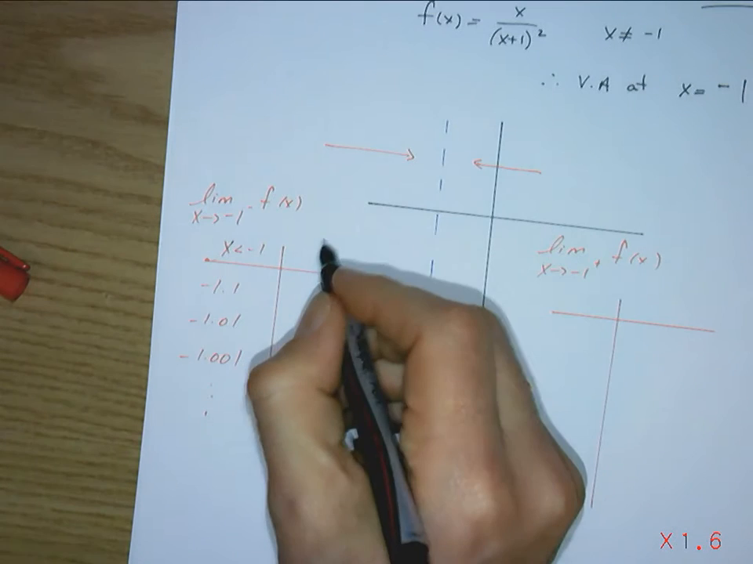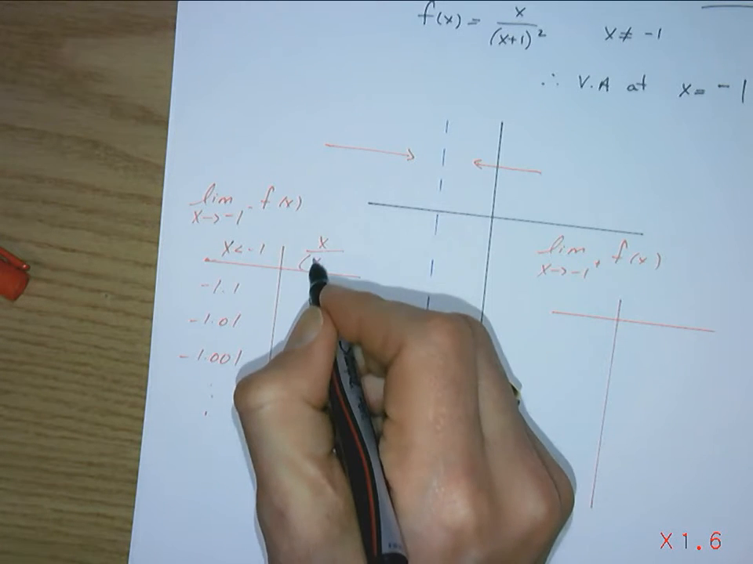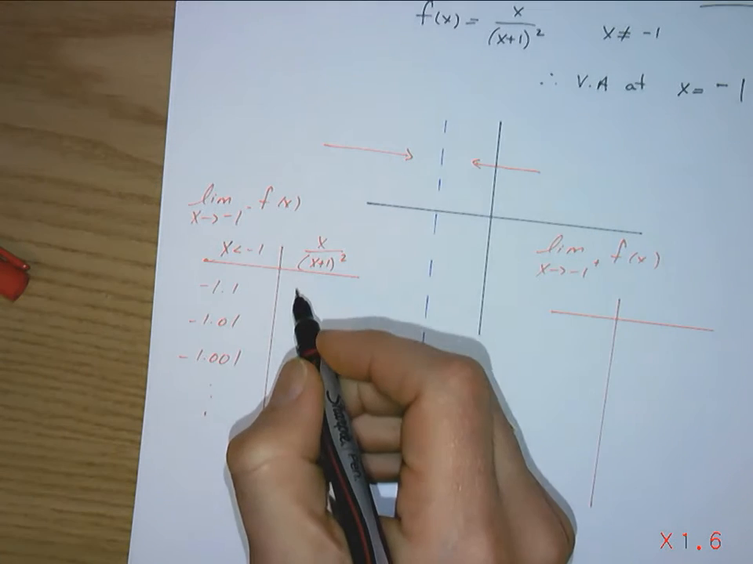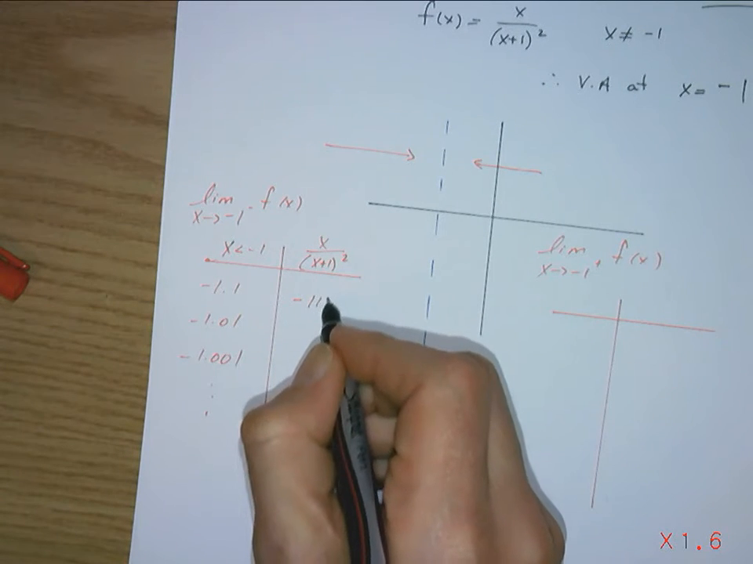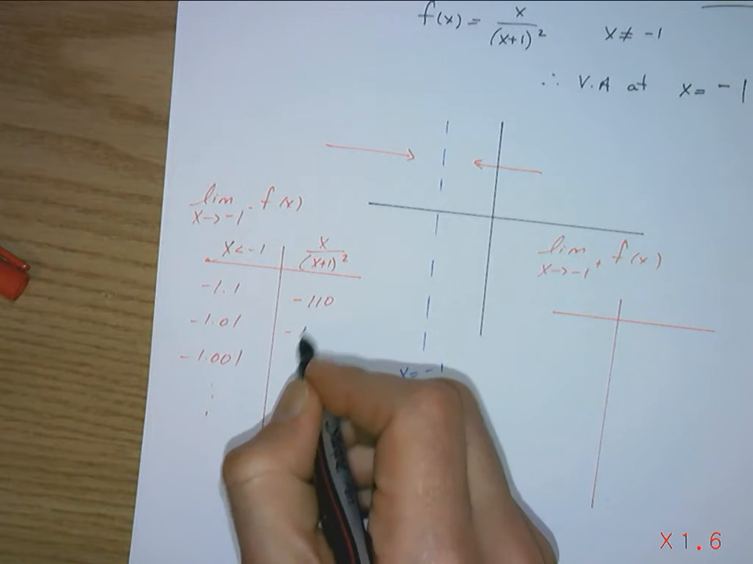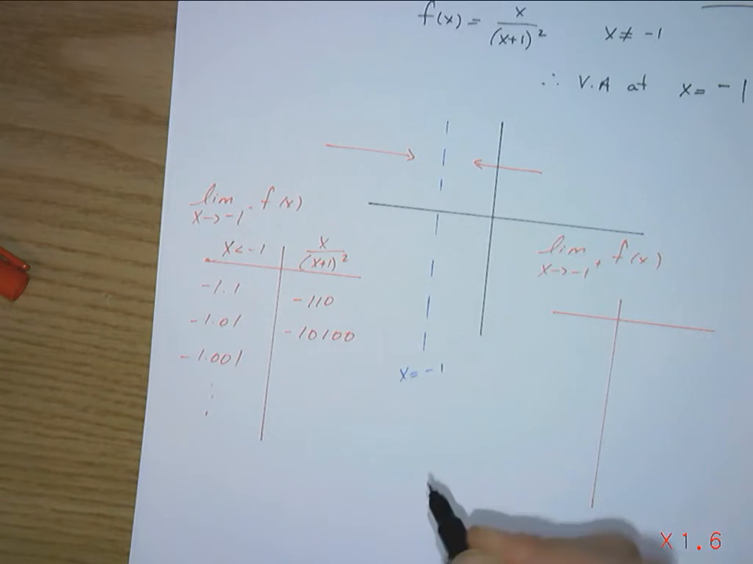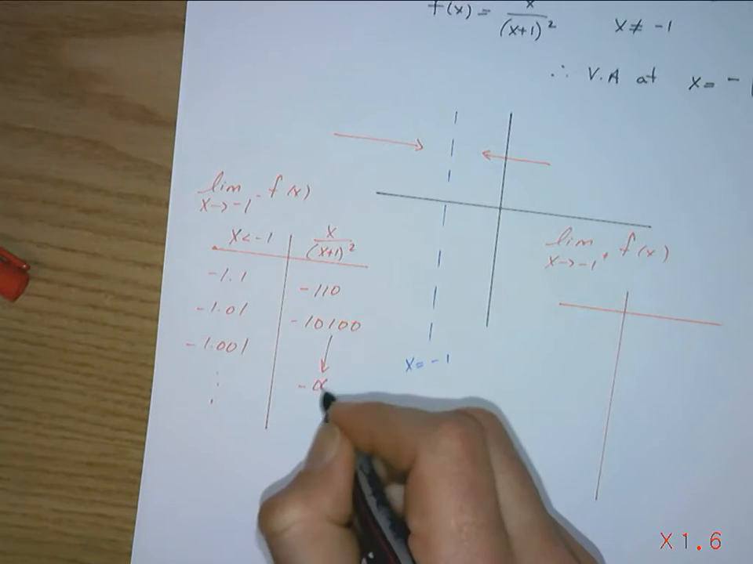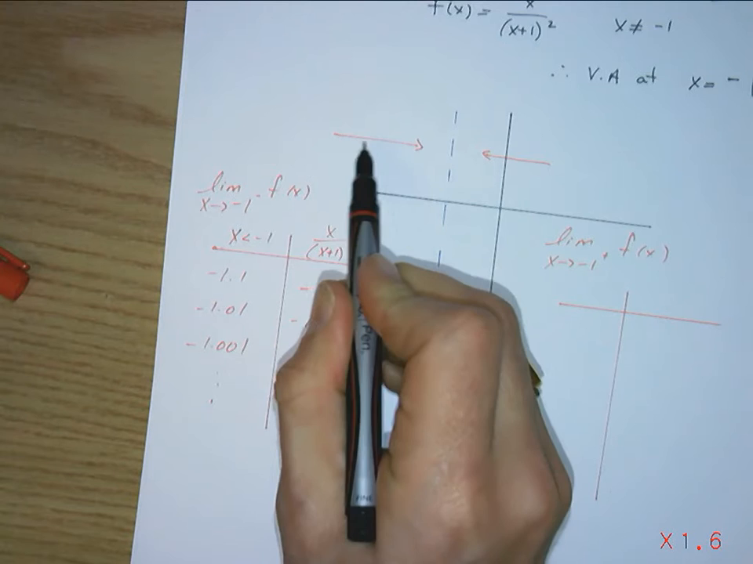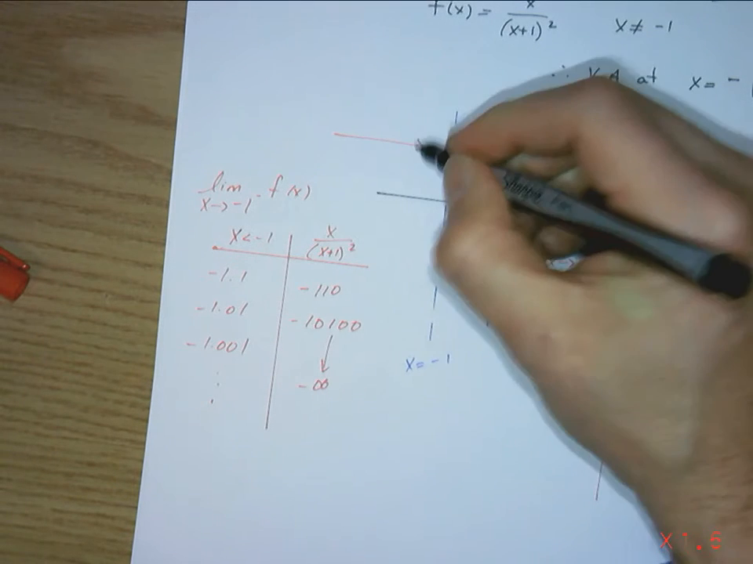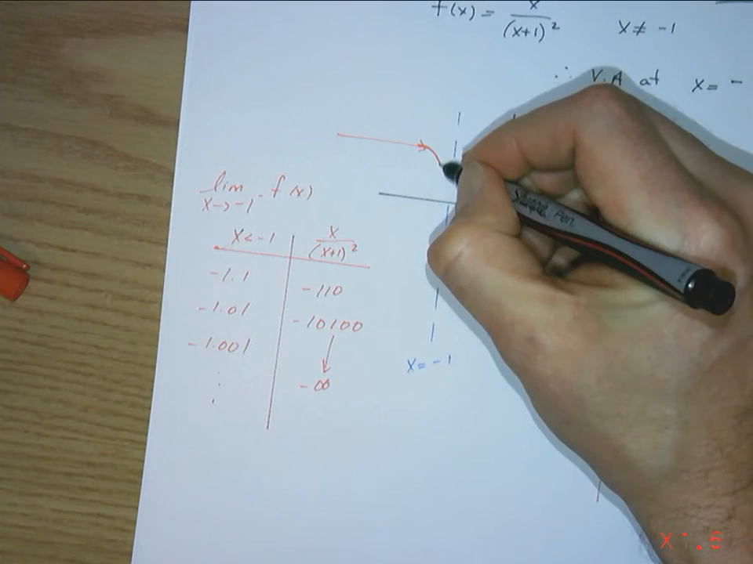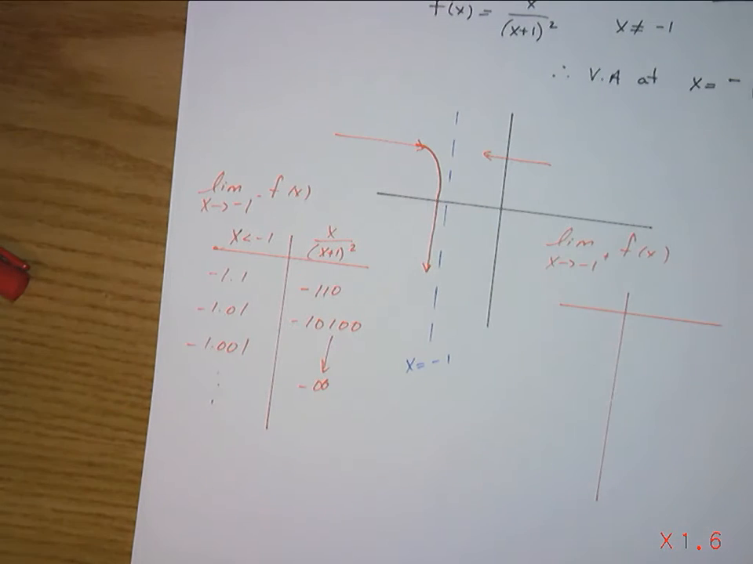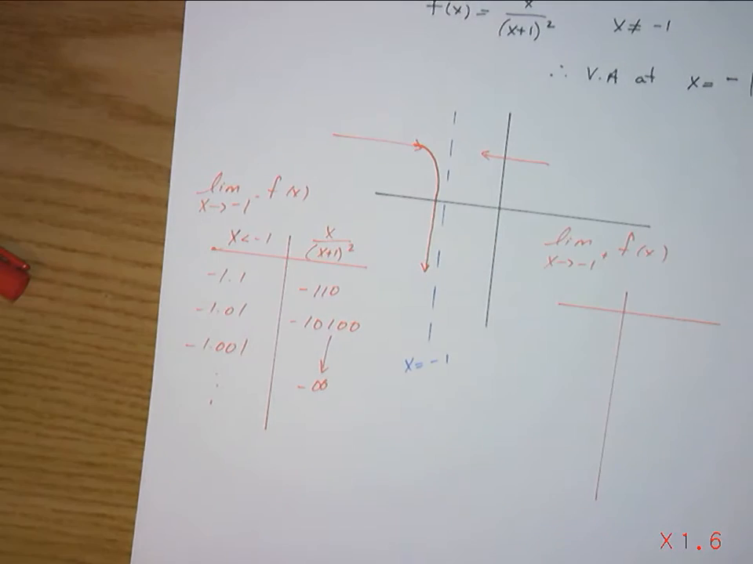Now, if I look up and remember what f of x is, it's going to be x over x plus 1 squared. And when you crunch the numbers, you're going to see that you get -110 here. Well, you're going to get -10100. That's probably enough for us to determine that that's going to go on to -infinity. What that means is as I'm approaching this way, then my curve is actually going to turn and it's going to go down to -infinity. Okay, so that's the behavior as I'm approaching that vertical asymptote.